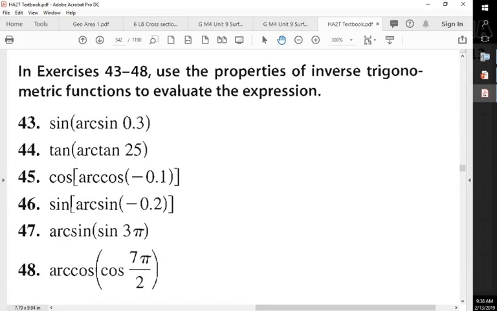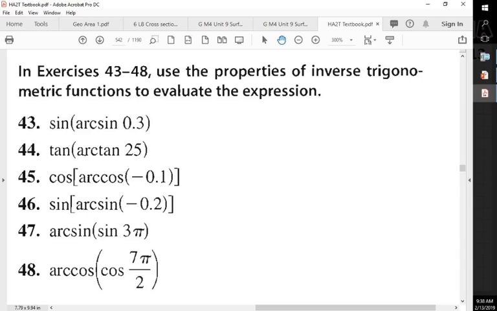So for 44, let's see what it says. Use the properties of inverse trigonometric functions to evaluate the expression. Properties of inverse trigonometric functions. What is an inverse trigonometric function? Well, you see all these ones that have arc on them? Those are inverses. What's another way to write arc? With a -1 exponent. Yes, okay.